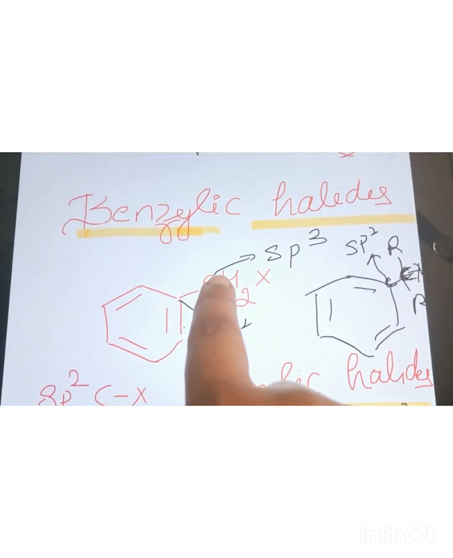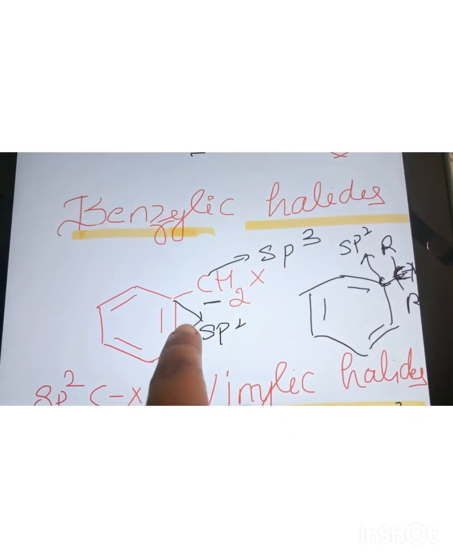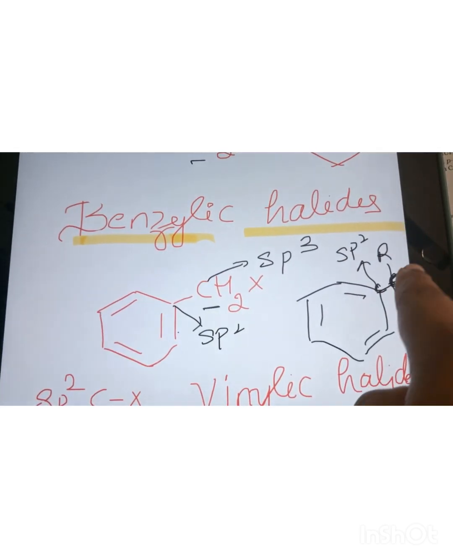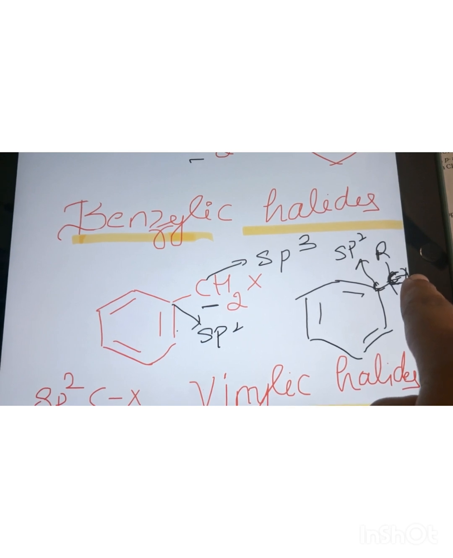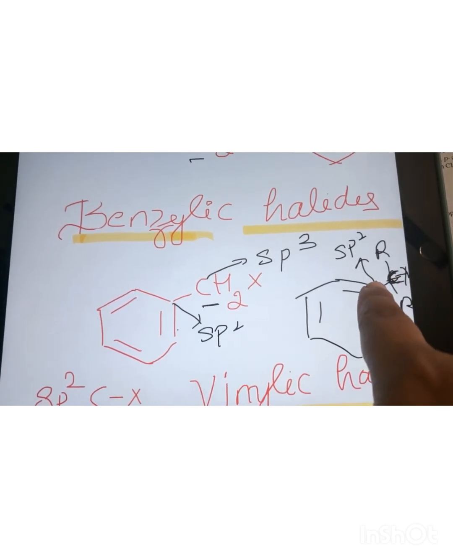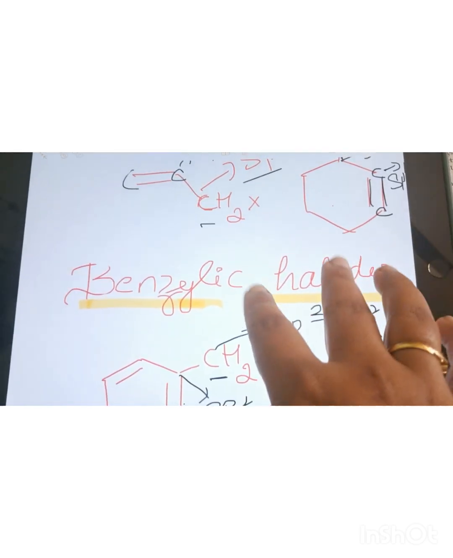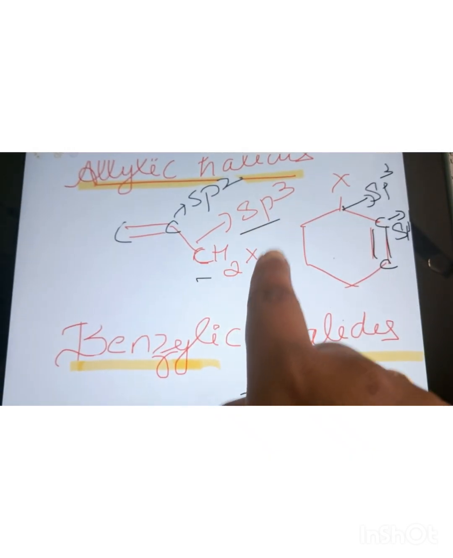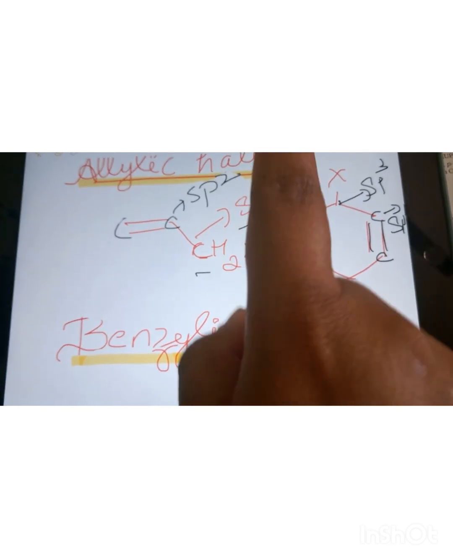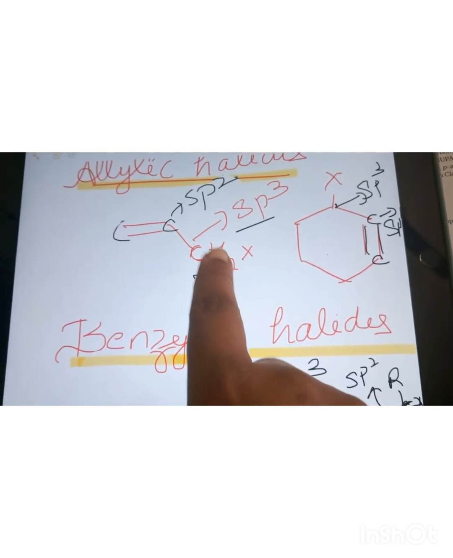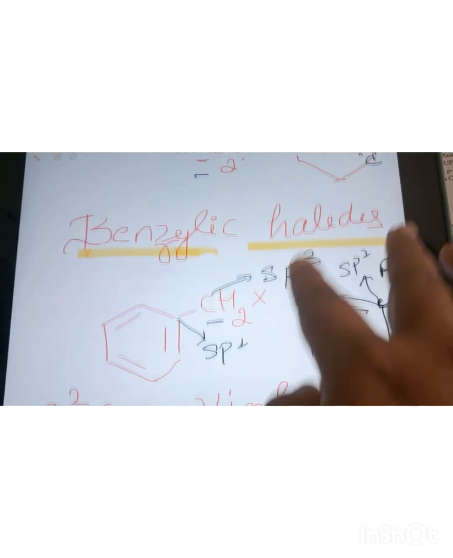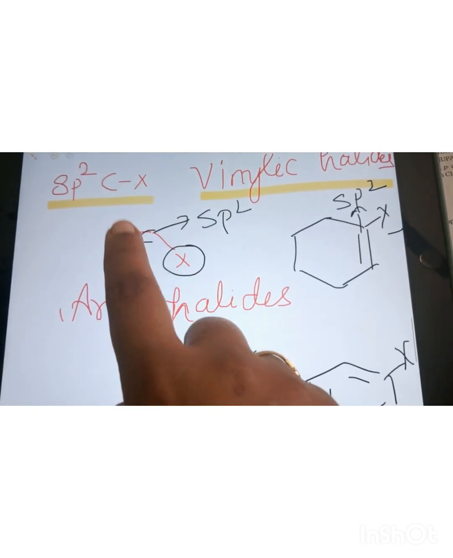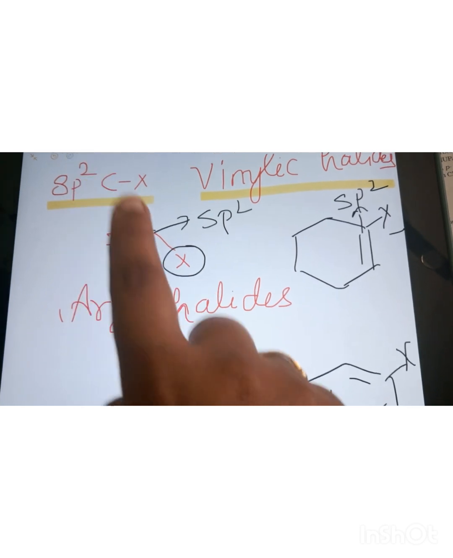So first the halogen will be attached to sp3, then the second carbon atom is sp2. In this example you see the halogen is attached to an sp3, and the second carbon is sp2. Okay, so in the first two examples, that is allylic and benzylic, the halogen has been directly attached to an sp3 hybridized carbon atom, and the second carbon is sp2. The next two classifications will be different. So here the halogen is directly attached to an sp2 hybrid carbon atom.